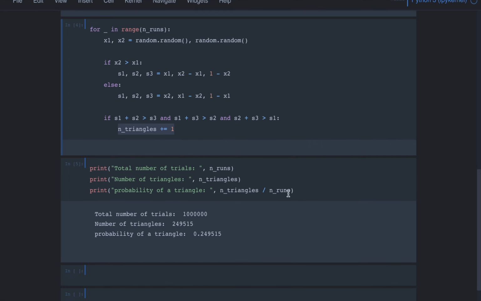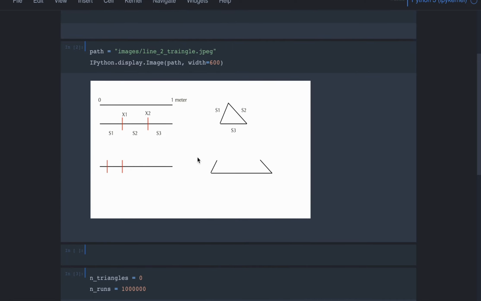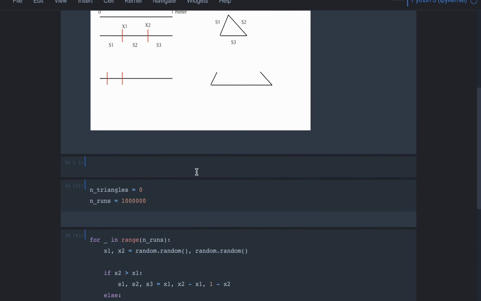Now we are just making some print statements. The total number of trials, or experiments, we have carried out is about 1 million, and the number of favorable outcomes is roughly 250,000-ish. So the probability of forming a triangle is roughly 0.25, or 1/4. So you see how we can solve some interesting problems in maths also using Monte Carlo simulations. In the next few videos, we will solve some simple problems like these so that we can build the intuition and get more practice.